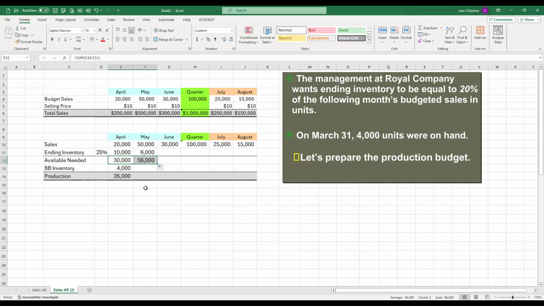So in total, I need 56,000. But I already have how many? 10,000. 10,000 is my ending inventory from April, correct? Yes. We already established the ending inventory in April is the beginning inventory in May. So how much should my production be? 46,000 units. Next month.